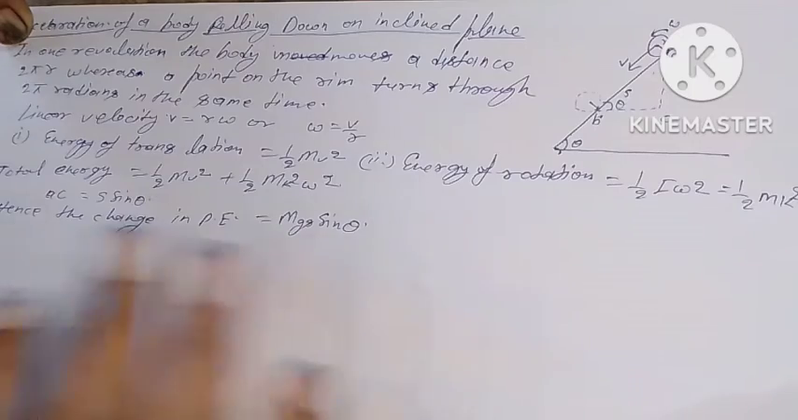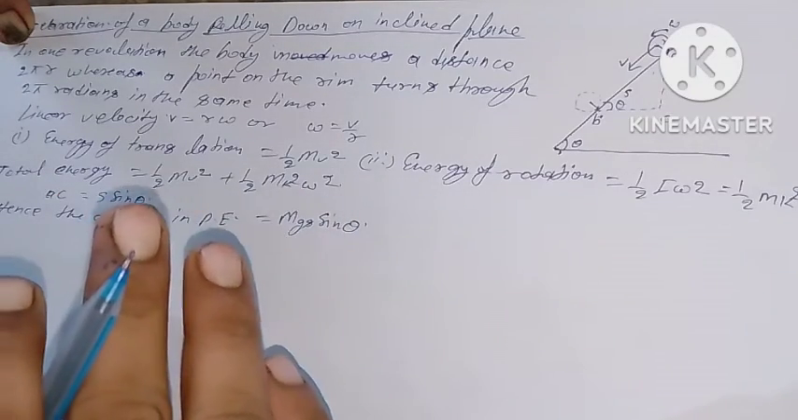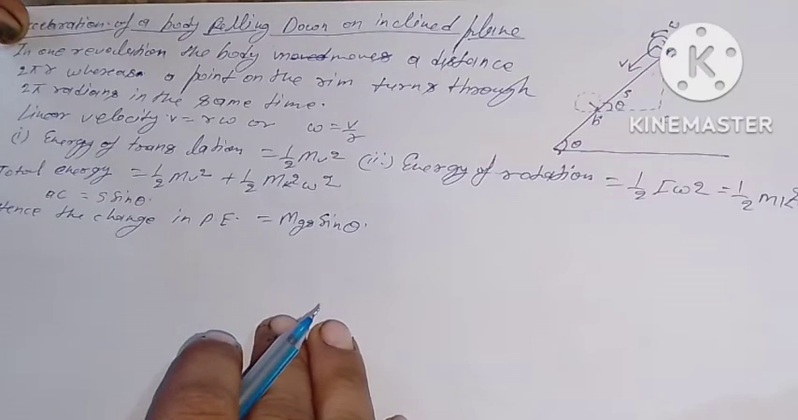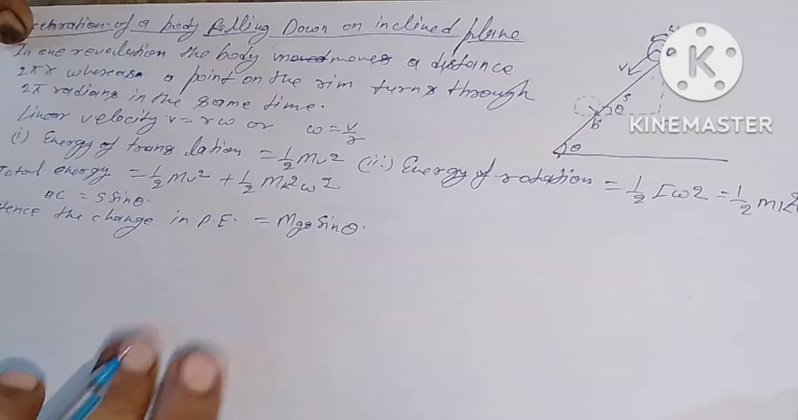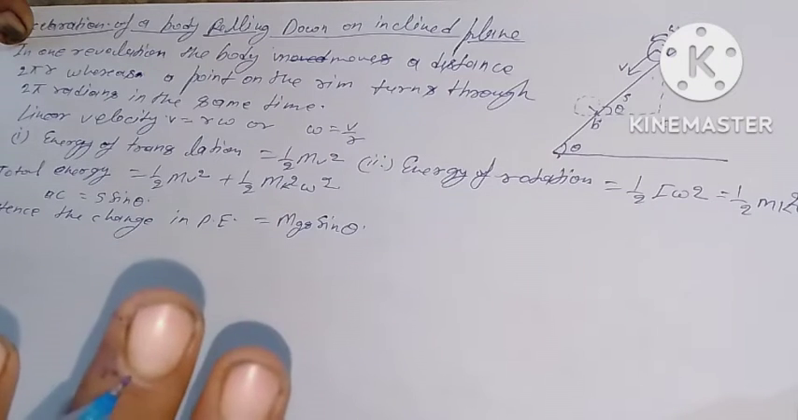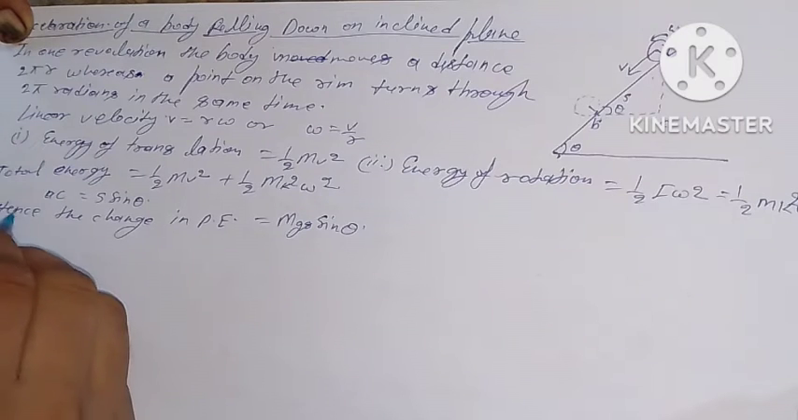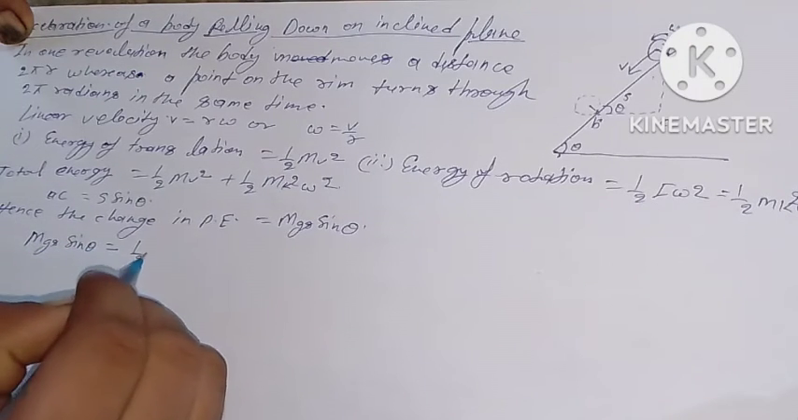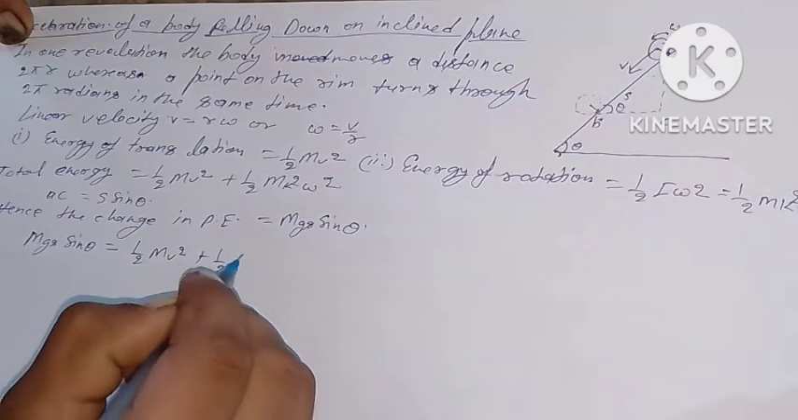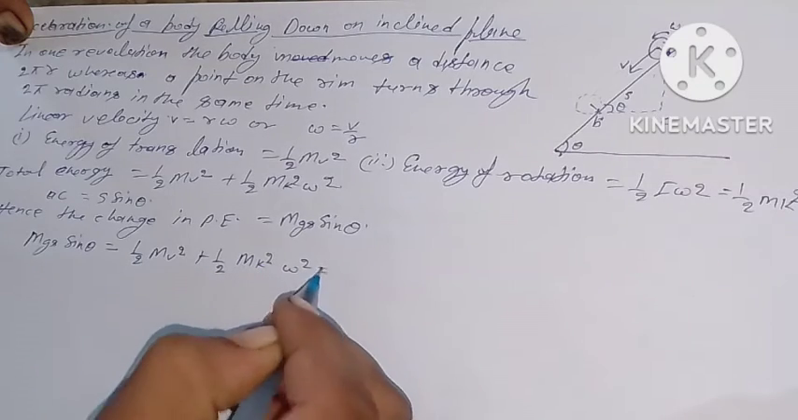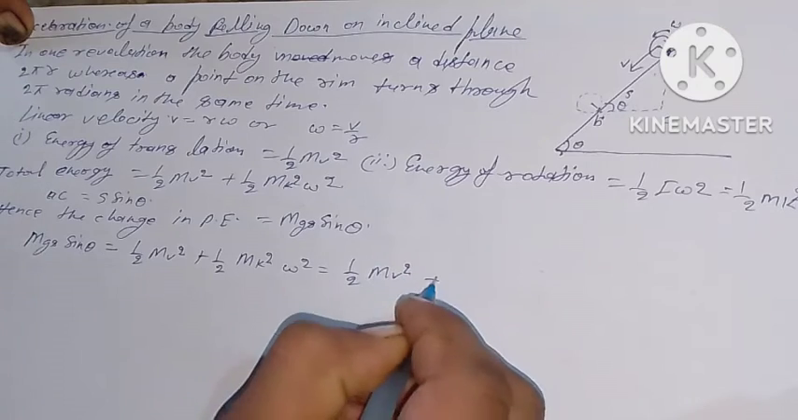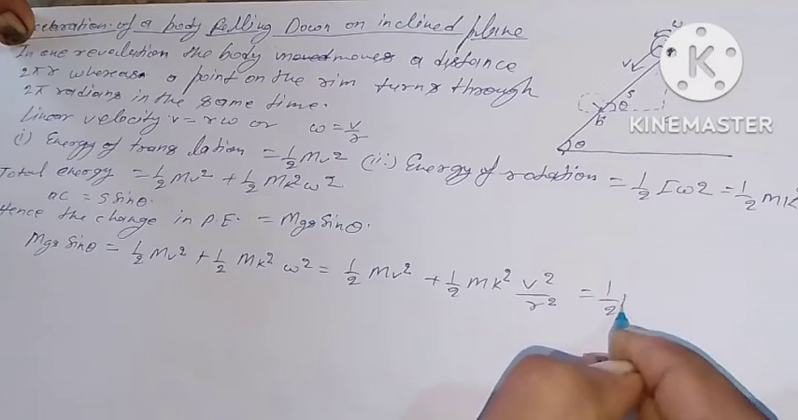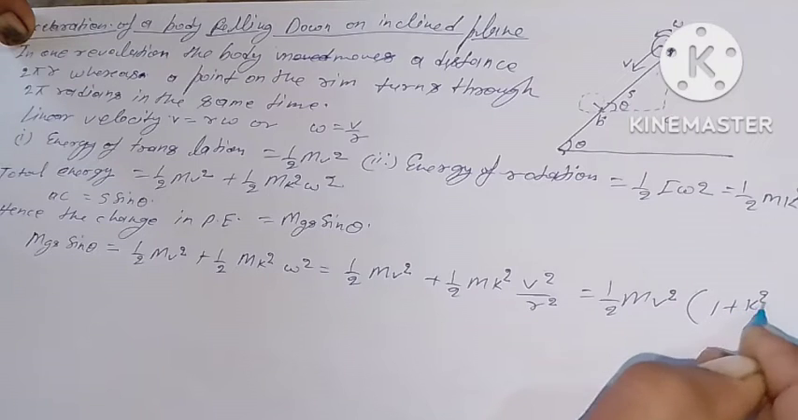Since there is no slipping, no energy is dissipated, and the total gain in kinetic energy is equal to the change in potential energy. Then mgs sin theta equals 1/2 mv squared plus 1/2 mk squared omega squared, that is 1/2 mv squared plus 1/2 mk squared v squared upon r squared, that is 1/2 mv squared times (1 plus k squared upon r squared).